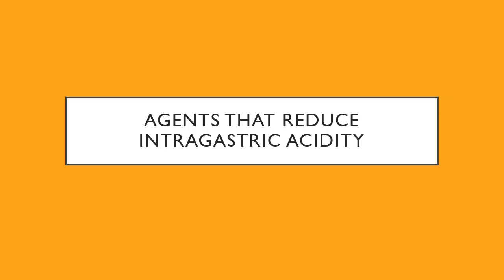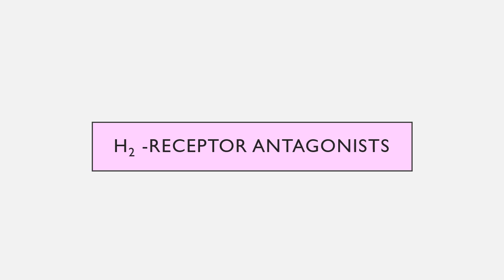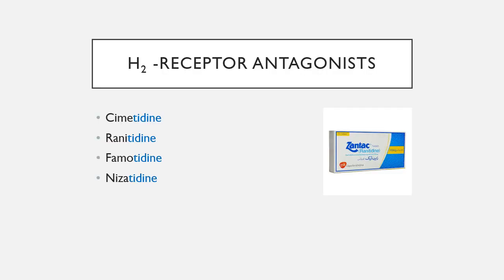So the first group is the agents that reduce intragastric acidity. You have done the antacids yesterday. The next class is H2 receptor antagonists. They were introduced in the 1970s, and till the early 90s they were the most commonly prescribed drugs.